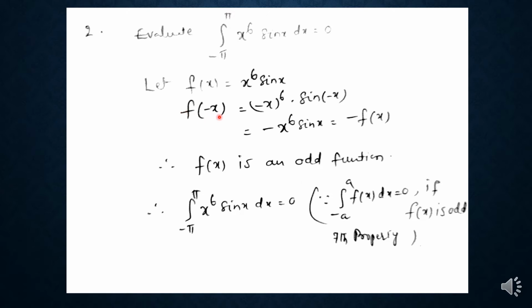If f of minus x is equal to f of x, that is the even function. Here we are getting f of minus x is equal to minus f of x, which is an odd function. Therefore integral minus pi to pi x to the power of 6 into sin x dx is equal to 0. We have the property here, integral minus a to a f of x dx is equal to 0 if f of x is an odd function. This is the property. We should mention the property here.